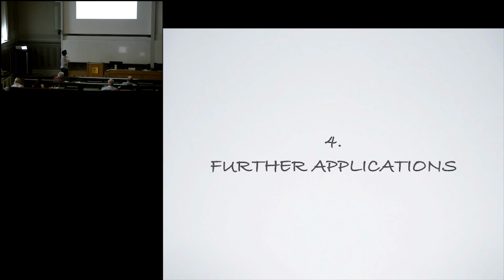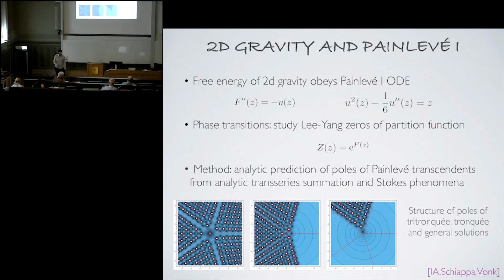So just quickly, I wanted to mention that this was a very, very simple example, just to tell you what type of things we are using the asymptotic trans series, the resurgent trans series for. In particular, for the free energy of 2D gravity, we know that it obeys the Painlevé 1 nonlinear ODE, and we can study phase transitions. Basically what we want to study is the Lee-Yang zeros of the partition function. So this is the free energy. We can calculate the partition function. And these Lee-Yang zeros are basically related to the poles of Painlevé.